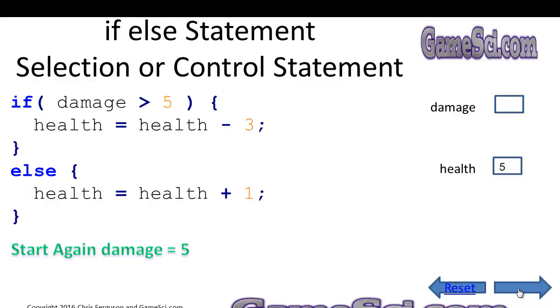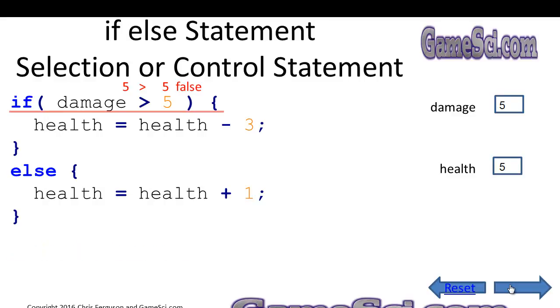One more time, just to make it clear, let's now reset damage to 5. Remember, health, we're going to leave the same. And we'll see how this code reacts differently with a different value of damage equal to 5. With damage greater than 5, well, that's a false statement. 5 is not strictly greater than 5.